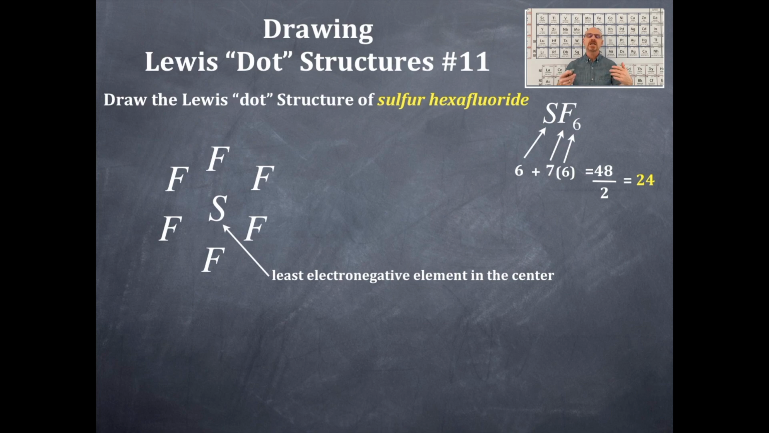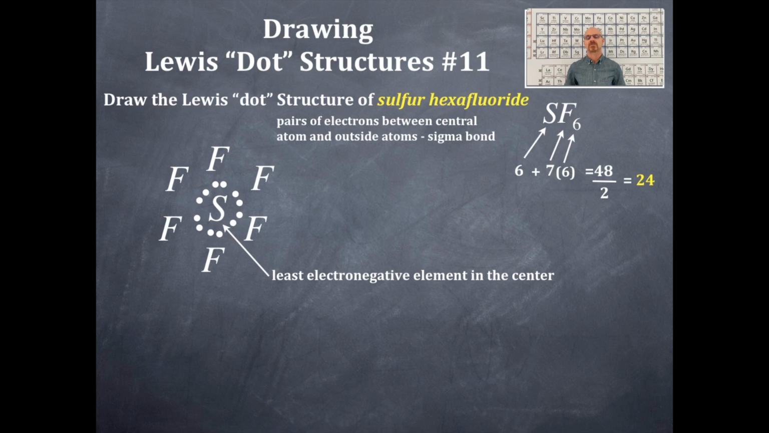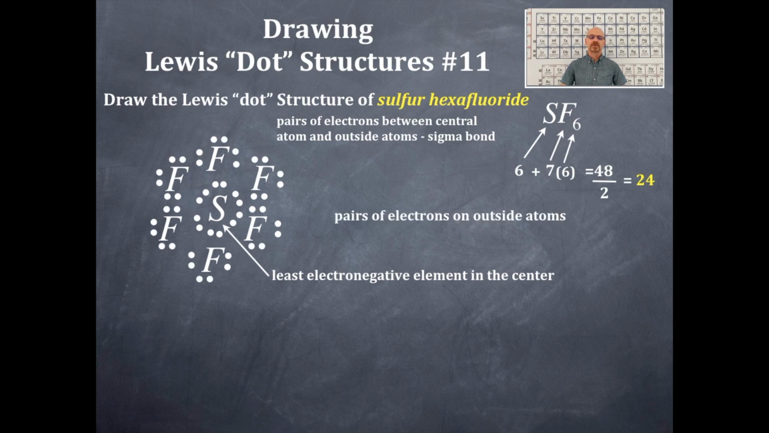Then, in placing the pairs of electrons, I'm going to place a pair of electrons between the central element and the outside elements, and that's what I have right there. Any remaining pairs of electrons, I'm going to place as lone pairs on the outside elements, unless I have more, then I'm going to dump them in the middle. But now I'm going to place lone pairs of electrons around the fluorines.